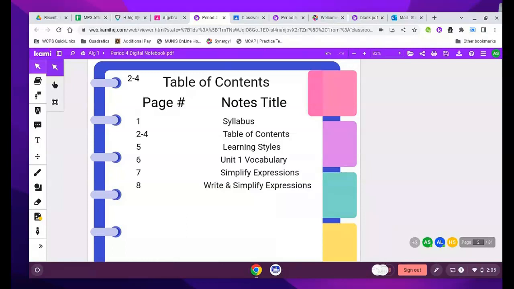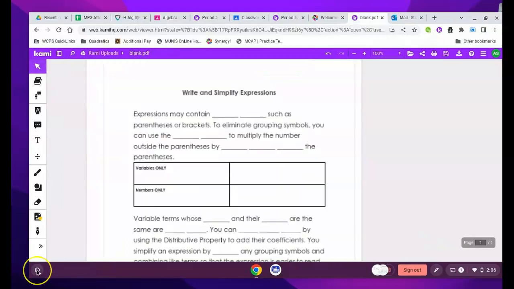Hey guys, in this video we are going to go over page 8 notes. So go ahead and pause the video and copy page 8, Writing and Simplifying Expressions, in your table of contents, please. Alright, page 8, Writing and Simplifying Expressions.